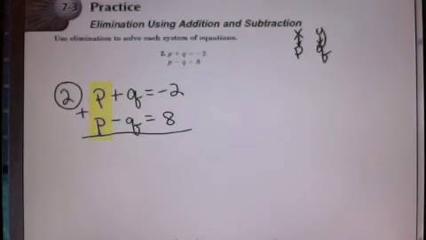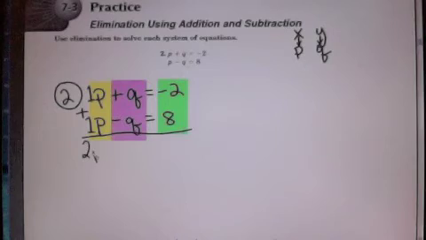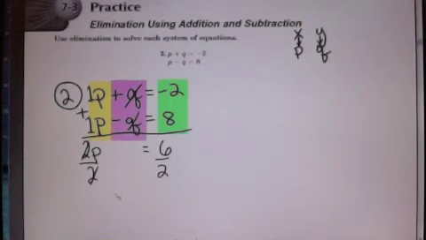keeping my p's lined up, my q's lined up, and my constants lined up. So add 1p plus 1p, I have 2p. Q minus q, the positive and negative cancel out. Bring down your equal, and negative 2 and 8 is the same as 8 take away 2, which is 6. So divide by 2 on both sides, and p equals 3.